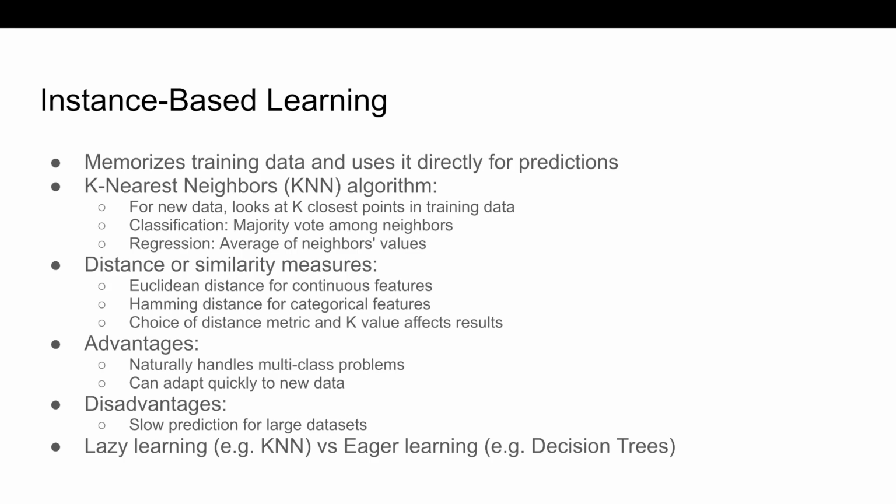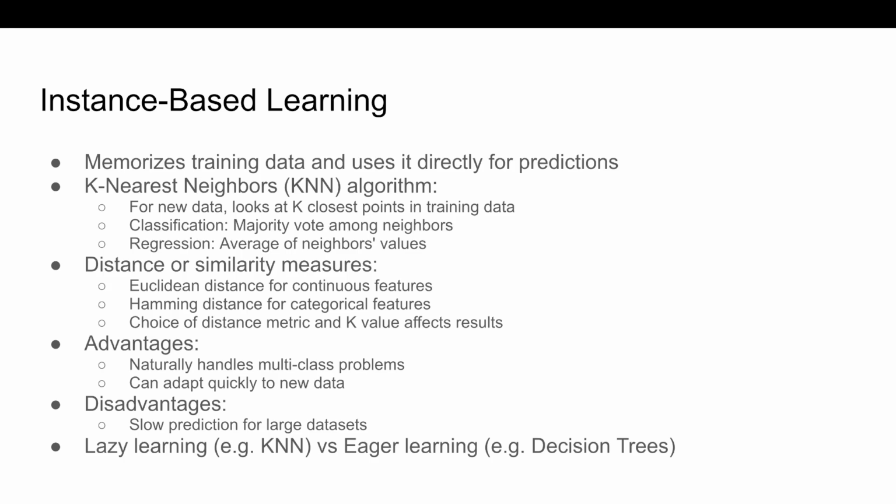The poster child of instance-based learning is the k-nearest neighbors algorithm, or KNN. The idea is simple. When you get a new data point, look at the k closest points in your training data. For classification, take a majority vote among these neighbors. For regression, take the average of their values. That's your prediction. But how do we define closest?